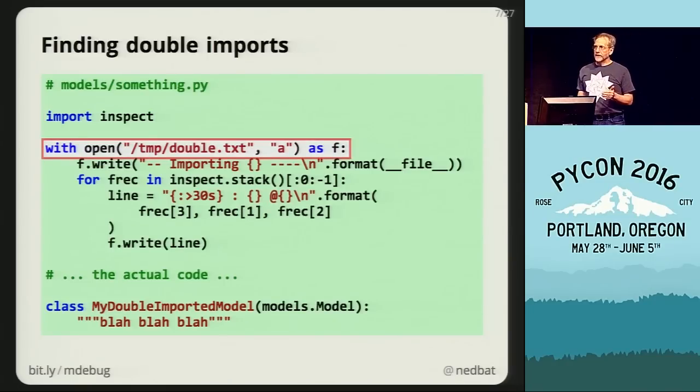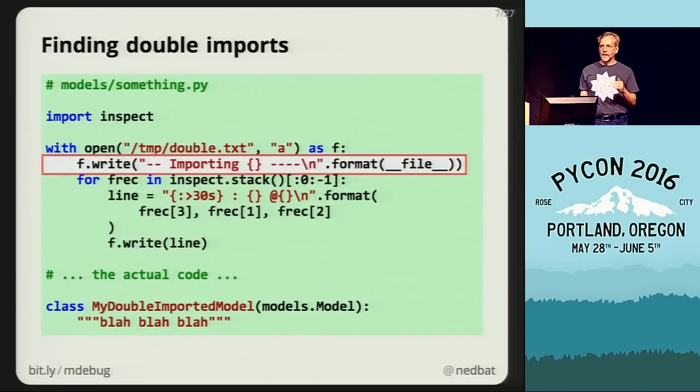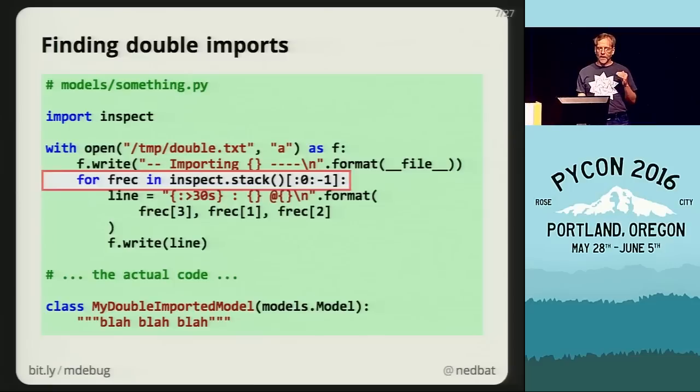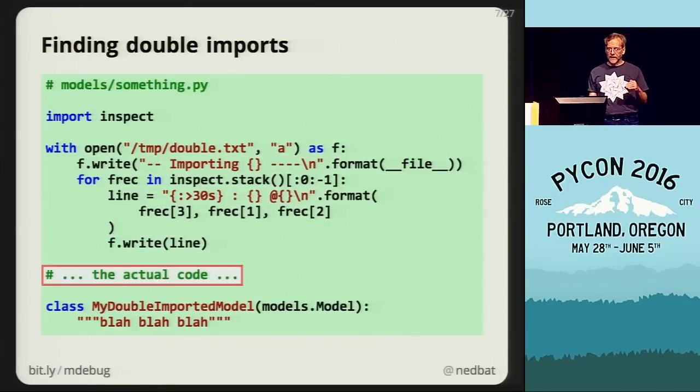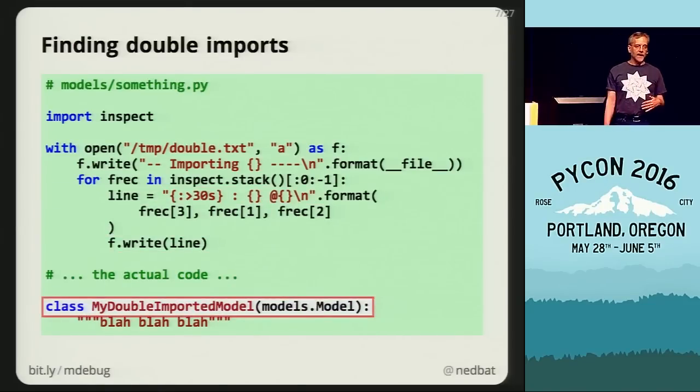So here what I did is, right there in the module, when it gets imported, I'm going to open a file name, and I'm going to append to it. And what I'm going to append to it is that I'm importing the file, and then for all of those objects in the stack, I'm going to write out a nicely formatted line. And then I actually have the models, because I've just dumped this code straight into a file that has nothing to do with what I'm trying to find out. This isn't a file about stack traces, it's a file about Django models.